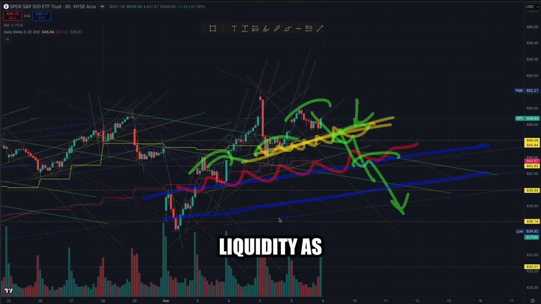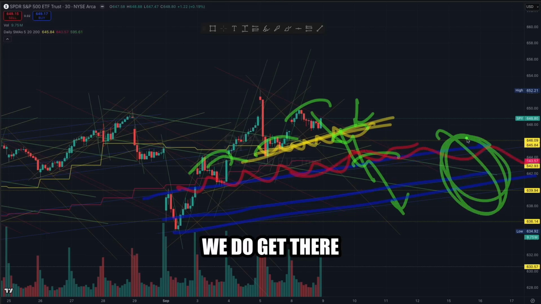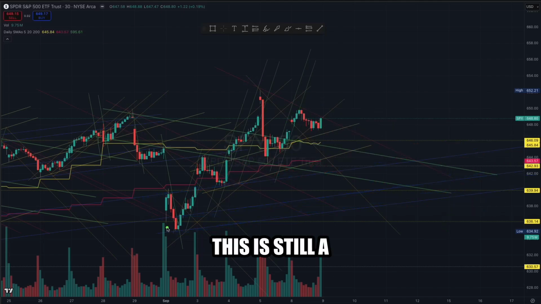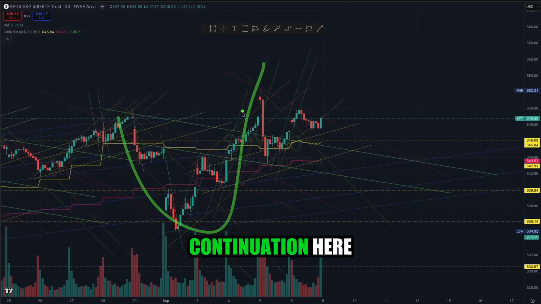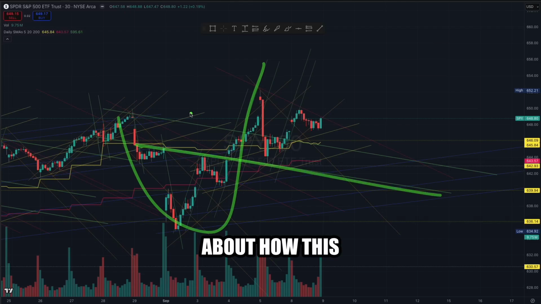Now, the main liquidity, as I mentioned in yesterday's video, will be near where the blue algorithm and the 20-day moving average will be. So let's see if we do get there on FOMC next week. Remember, on the way up, this is still a buying continuation. You need to learn to see this, right? Buying continuation here. I talked about how this green algorithm can be controlling the liquidity here.